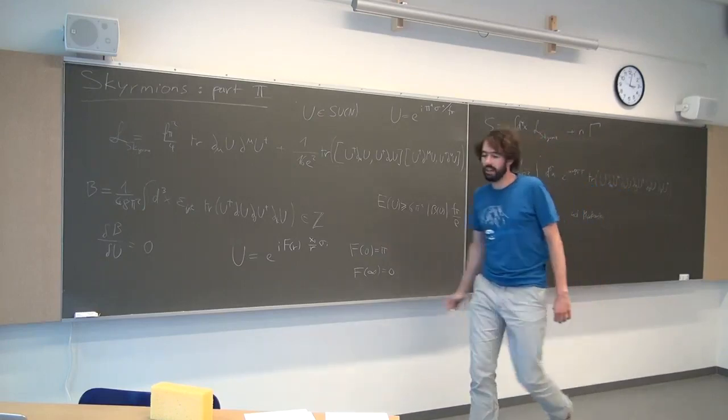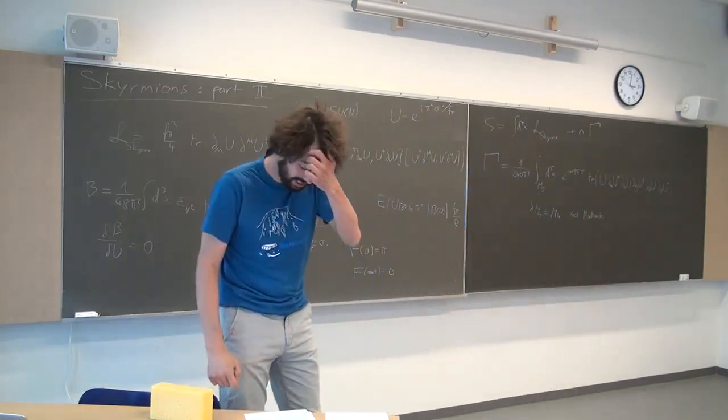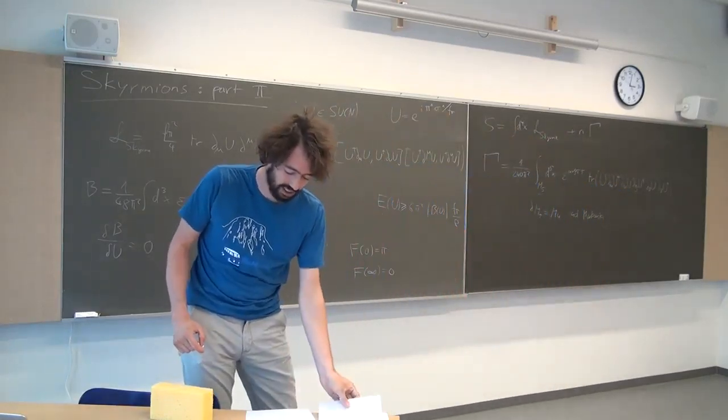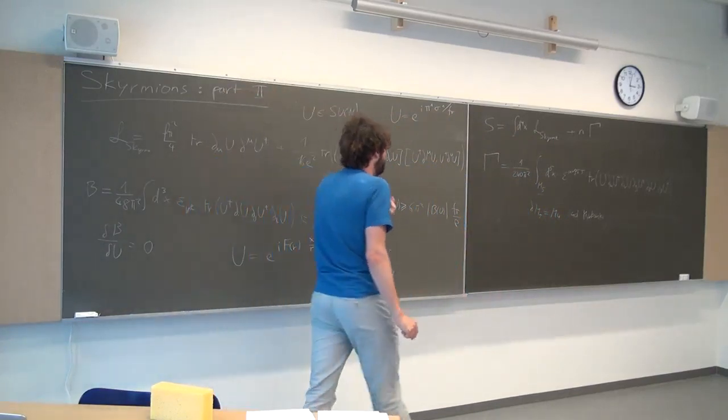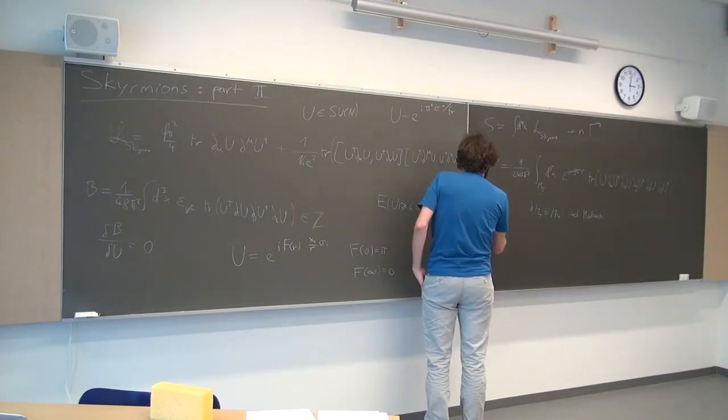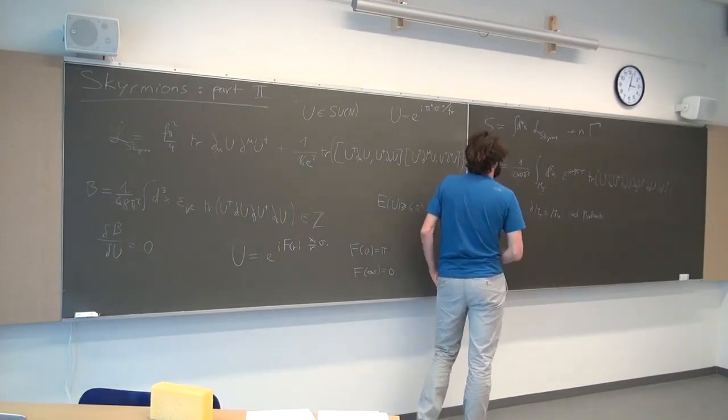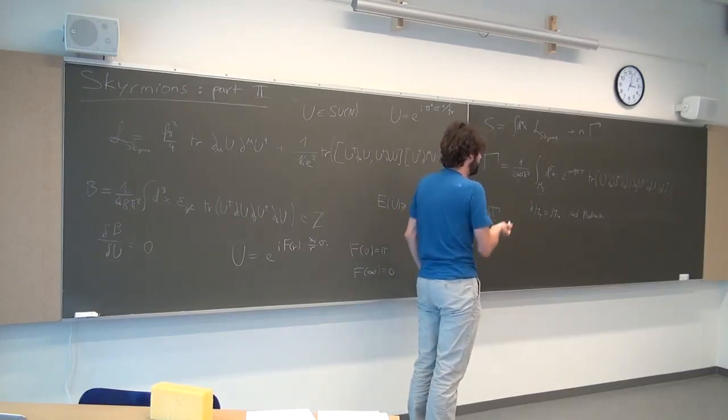Okay, and why is this at all a good thing to do in the theory? It's because actually, if you take the variation of this gamma with respect to some field, it's always a total derivative in 5D.